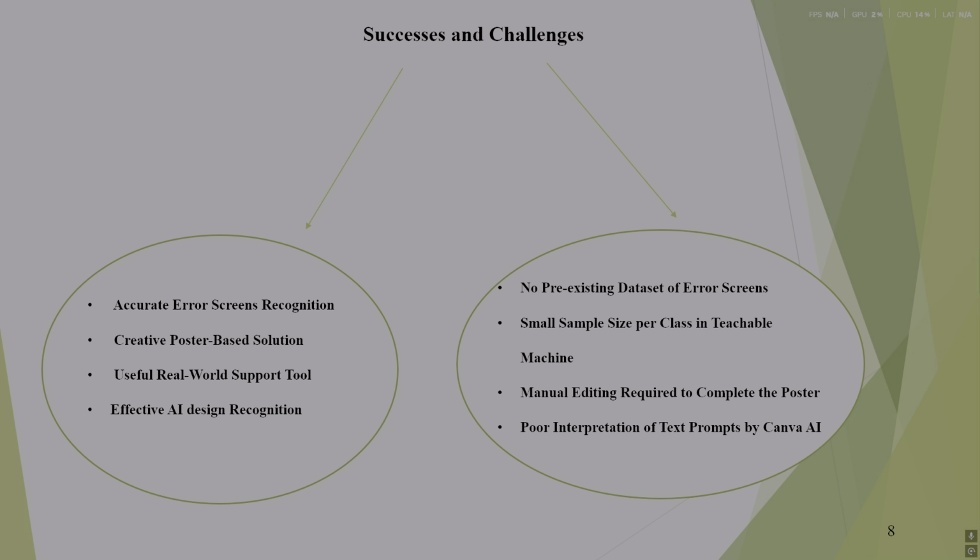Now the challenges. One major obstacle was the complete lack of pre-existing datasets for these specific error screens. I had to gather all the data myself. I also worked with a fairly small sample size, just about 20 images per class, which limited the training depth. Next, while Canva AI helped with the poster design, it could not generate clickable links, so I had to manually edit and finish the poster. And finally, Canva sometimes misinterpreted my prompts, so I had to go back and refine the generated content by hand.